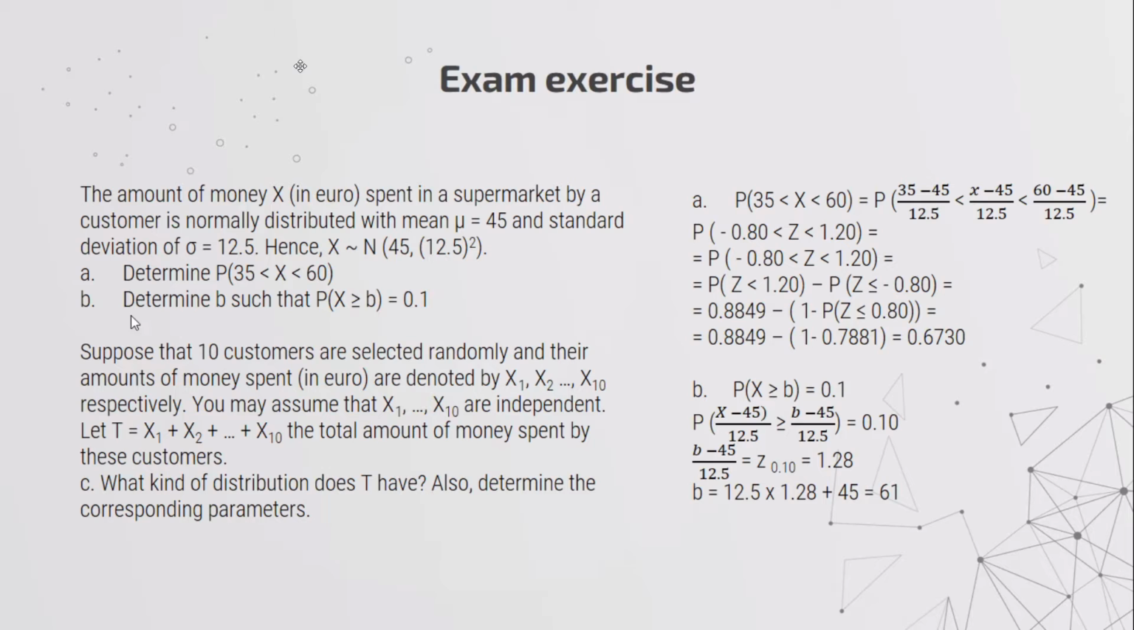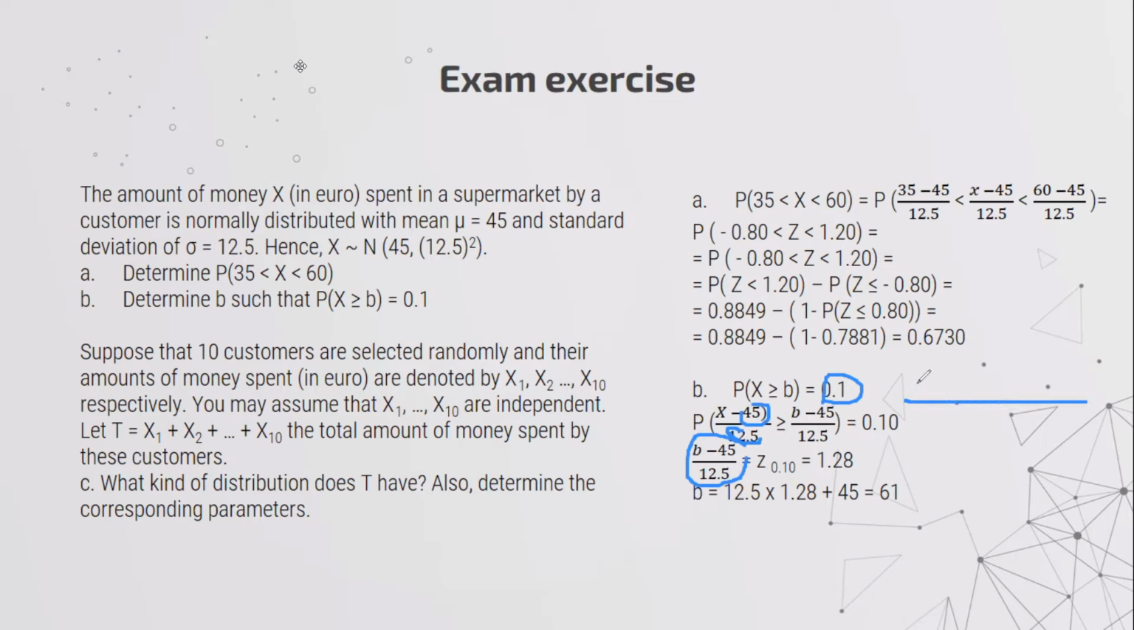For B, it is the same way of calculating, but this time we have the number that is on the right. We have the area, and we have to calculate the number that is in the brackets. We do the same standardization, and if we have the area that is 0.1, we have 0.1 here. And we can use the mean and the standard deviation to calculate the left part of our equation, which in the end would be b minus 45 divided by 12.5.